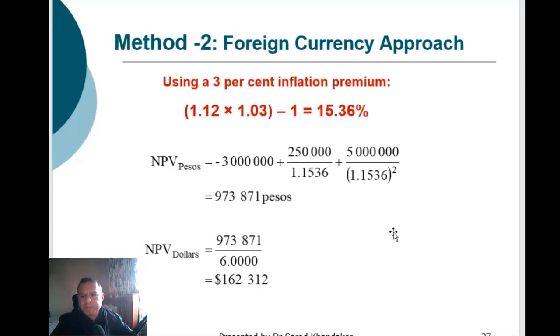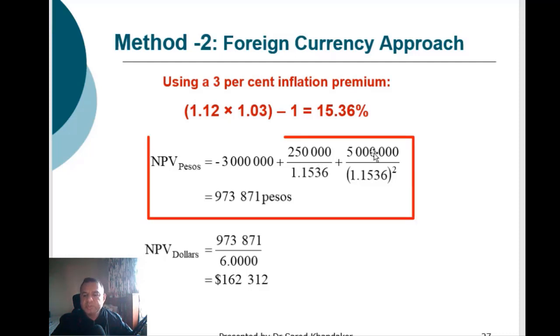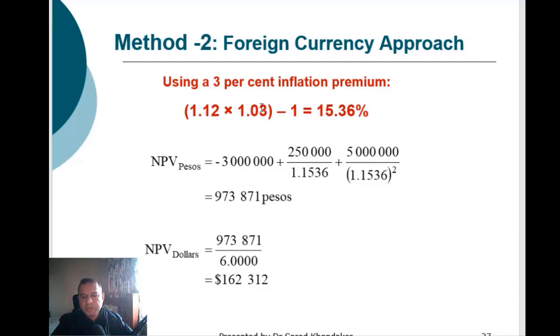Method 2 is the foreign currency approach using the 3% inflation premium. First of all, the cash outflow, or initial outlay, is 3 million pesos. We put 3 million pesos in here. In year 1, we have 250,000 pesos as inflow, and in year 2, we have 5 million pesos as inflow. Then we calculate the inflation-adjusted rate this way.